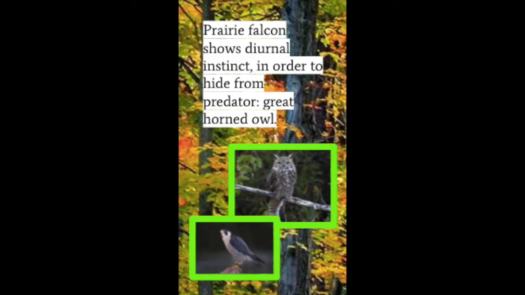Nocturnal or diurnal activity. An example of this is the prairie falcon. The prairie falcon is diurnal because one of its main predators, the great horned owl, hunts at night, and by sleeping through the night they can better stay out of sight from their predators.